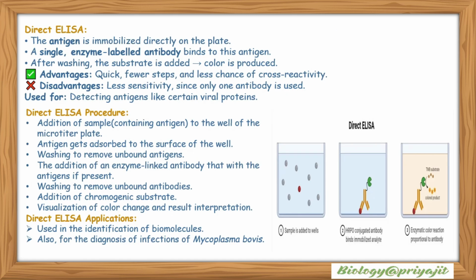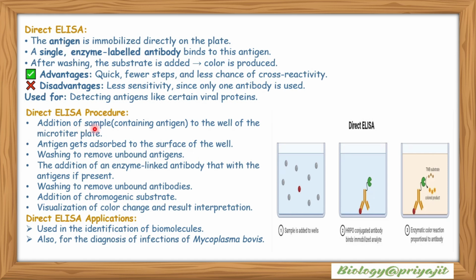Direct ELISA. Direct ELISA is basically the simplest and quickest of all other types of ELISA. A single enzyme-linked antibody is used which directly interacts with the antigen present in the sample. In direct ELISA, the antigen is immobilized directly on the plate. Then a single enzyme-labeled antibody binds to the antigen. After washing, the substrate is added and a color is produced. Advantages: quick, fewer steps and less chance of cross reactivity. Disadvantage: less sensitivity since only one antibody is used. The direct ELISA is used for detecting antigens like certain viral proteins.